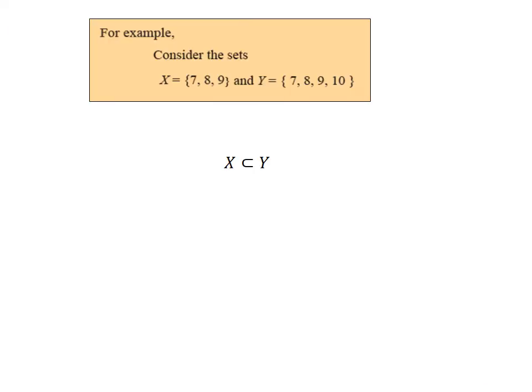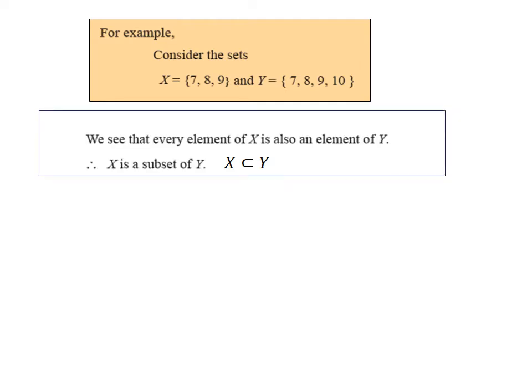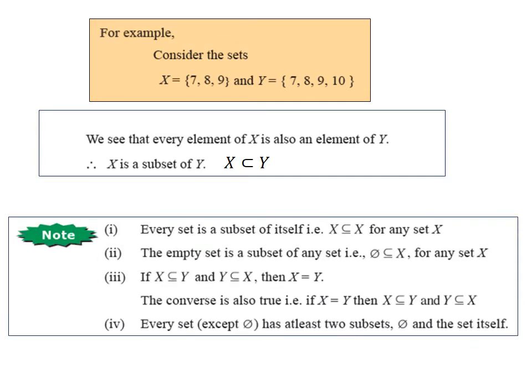It will be better if we give some examples. Consider set X contains the elements 7, 8, 9 and Y contains the elements 7, 8, 9, 10. So every element of X is also an element of set Y. So X is a subset of Y. By symbol we write it as shown.